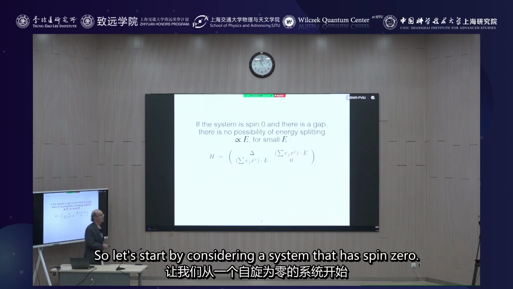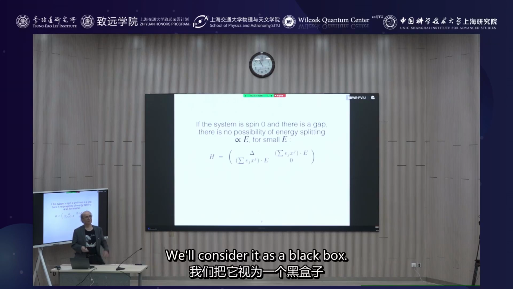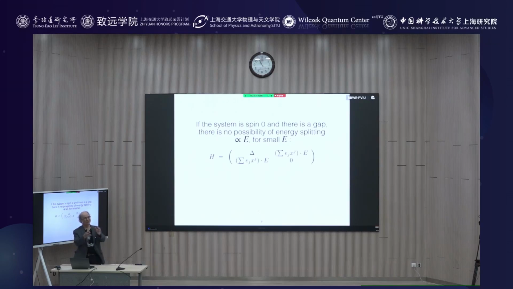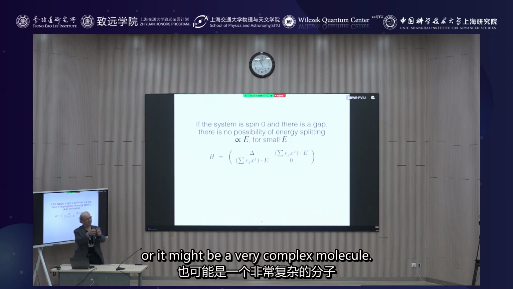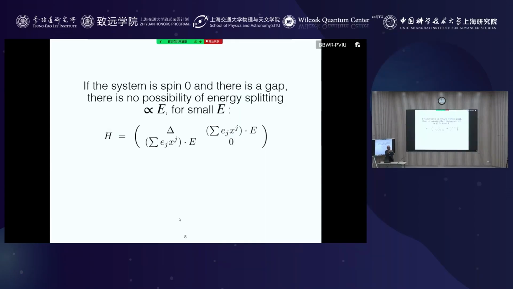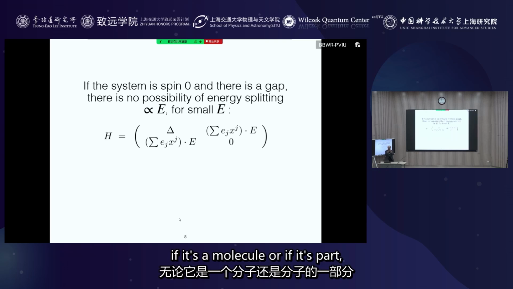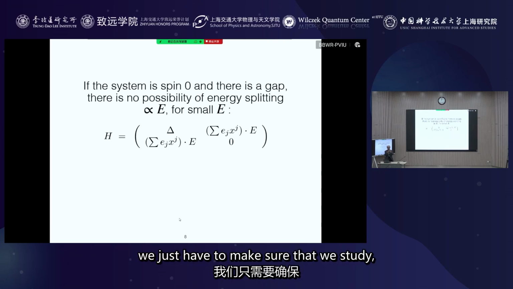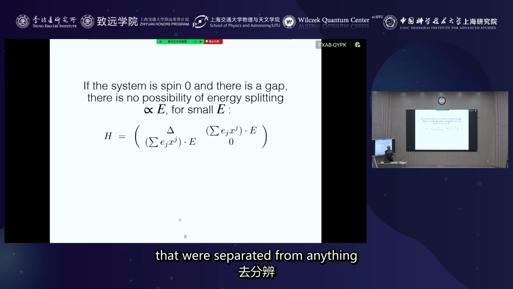So let's start by considering a system that has spin 0. We'll consider it as a black box. It might be a fundamental particle, or it might be a very complex molecule. But either way, we just have to make sure that we probe it with energies small enough that we're separated from anything that reveals it has internal structure.